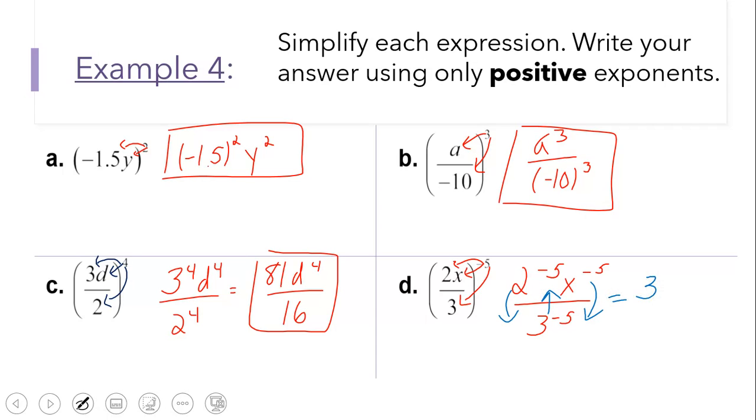So we'd end up with a final answer of 3 to the 5th power, and again, you can simplify that if you want, over 2 to the 5th power, x to the 5th power. There's nothing else to be simplified. I can't do anything with that 3 and that 2. They don't have the same base. So that would be my final answer there.